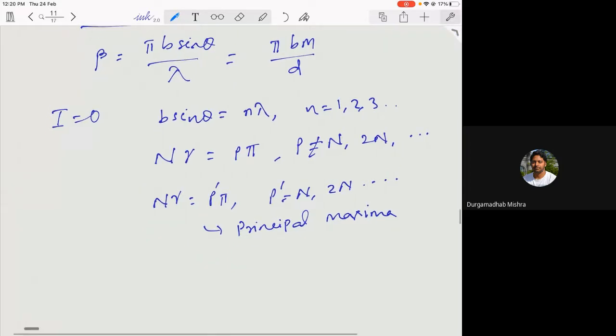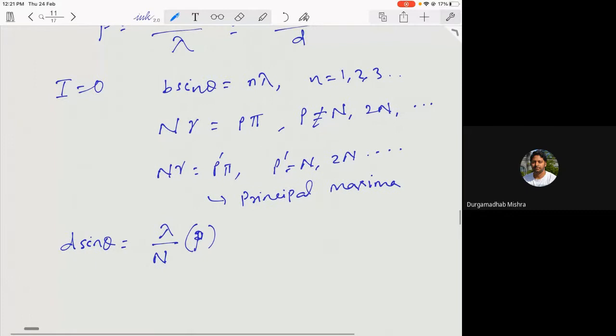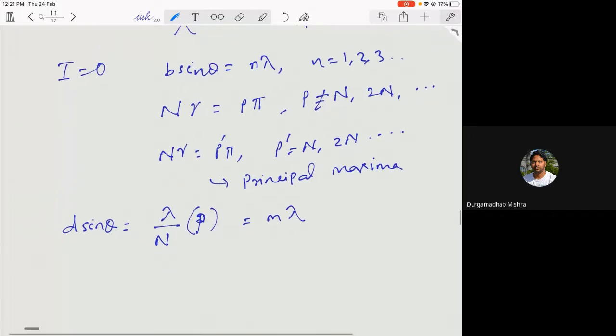So when you look at the path difference, d sinθ, we said, is equal to mλ. That is the condition, the grating equation that we derived. And the path difference you can write as λ by N, and some integer multiple. So this is your path difference, or you basically write this as mλ. So you can write it like λp by N, with p at a certain value.